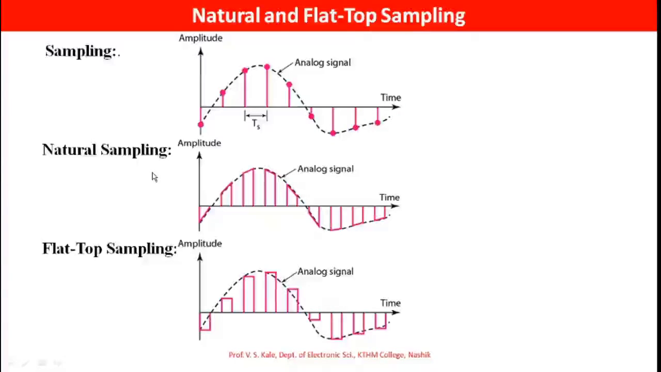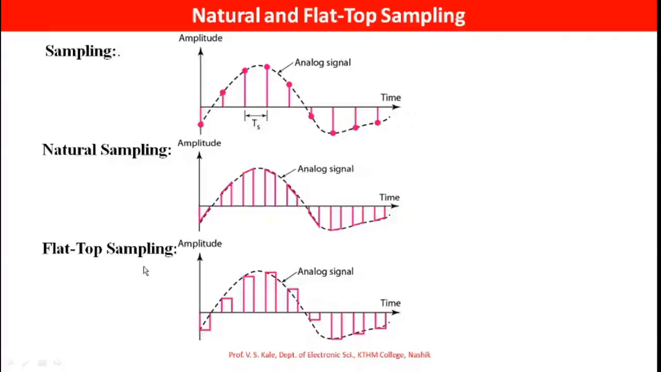In natural sampling, see the figure, the pulses are shown but its top is indicating the nature of analog signal. So here analog signal curvature is there. Similar curvature is appearing at the top of each pulse, may positive or even may negative. Whatever the curvature of analog signal, same appears at the top of pulses, that is natural sampling.